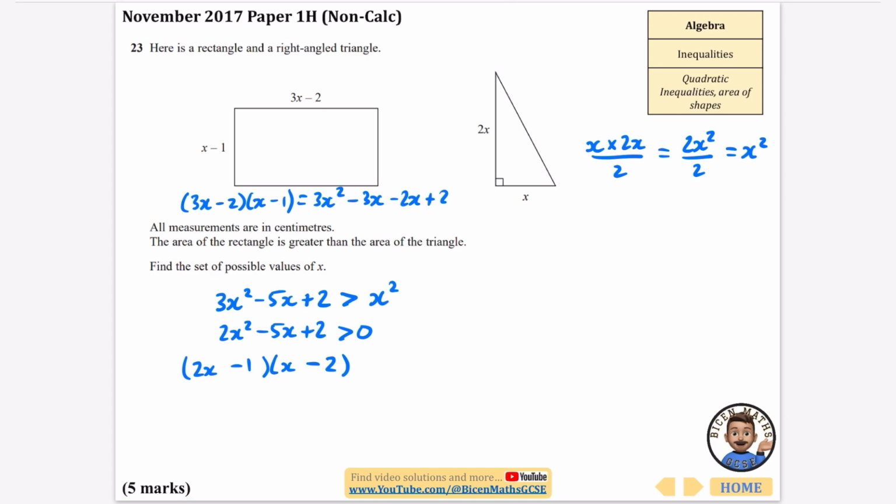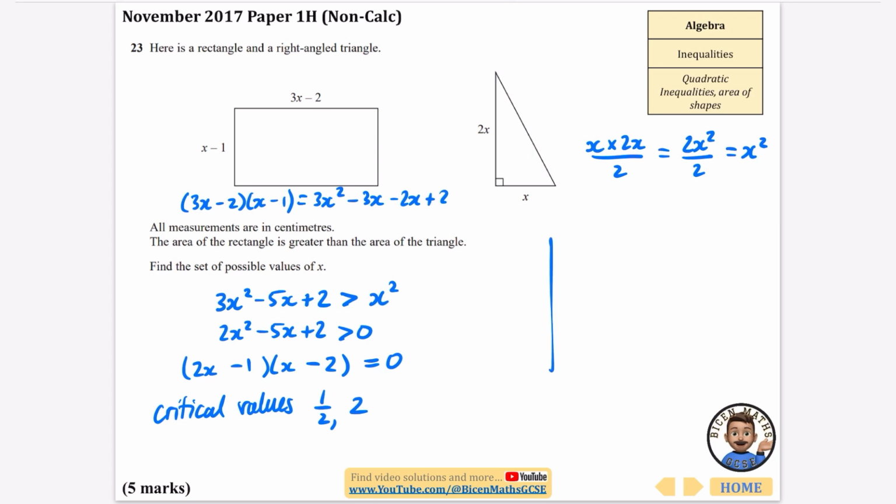Now, if you don't like the way that I've done that there, that's absolutely fine. You can just do whichever method you prefer. Now, I'm going to say that it's equal to 0, because I'm going to be looking for my critical values that we've got. And my critical values from the first bracket is going to be a half. That's when it's equal to 0. And from the second bracket, it's 2. That's when that is equal to 0.